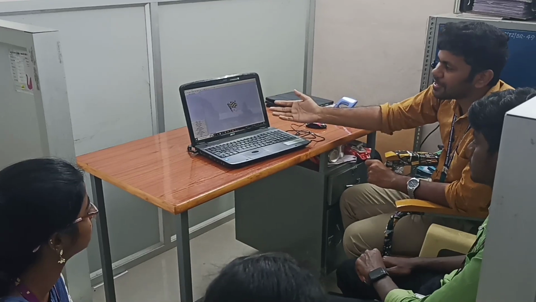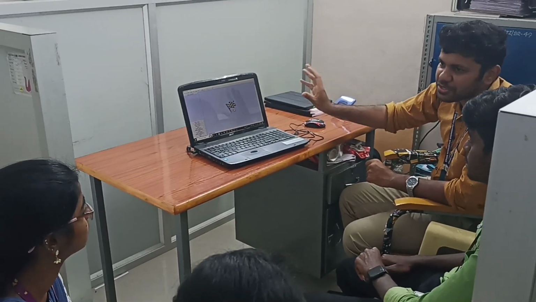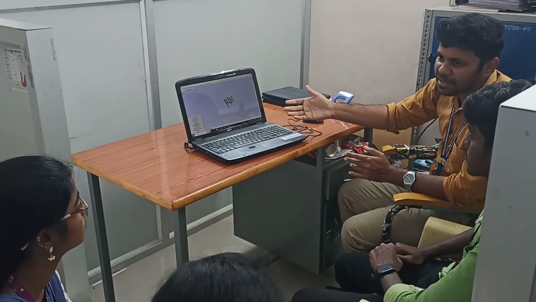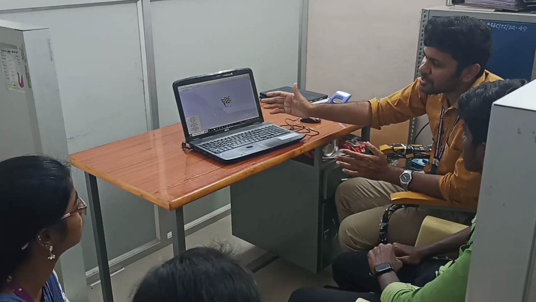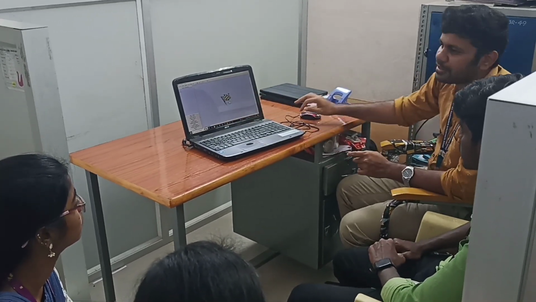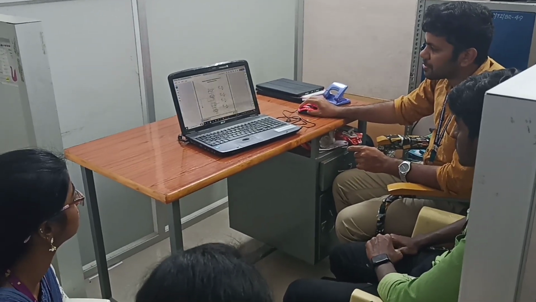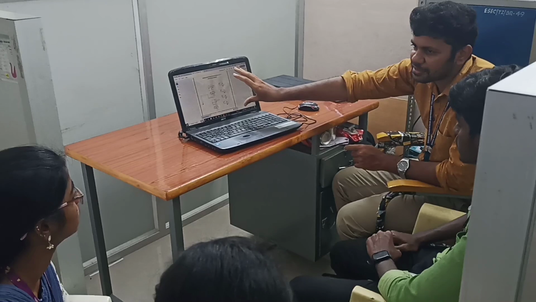So we are going to use AutomSim software. This is primarily used for simulating hydraulic circuits and pneumatic circuits, and also for using electrical controls. Initially we have to see the circuit diagram. This is the circuit diagram we are going to draw.